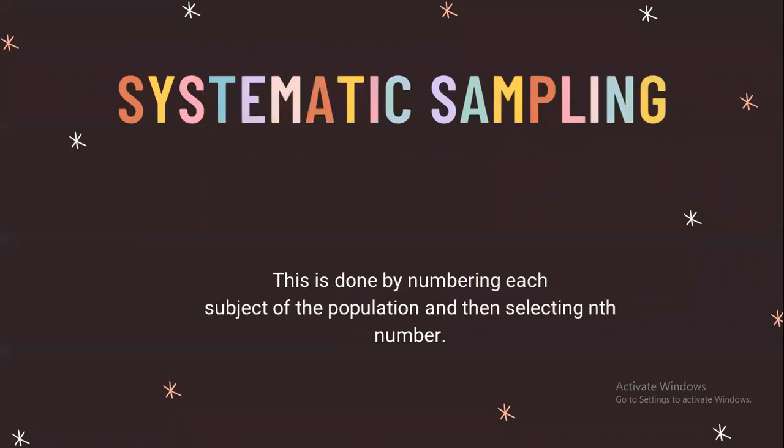Next, we have systematic sampling. This is done by numbering each subject of the population and then selecting every nth number. Systematic sampling is to choose the sample members of a population at regular intervals. It requires the selection of a starting point from the sample and a sample size that can be repeated at regular intervals.